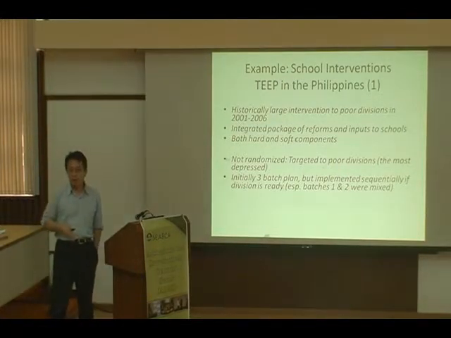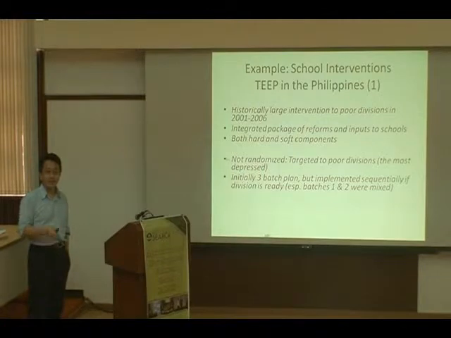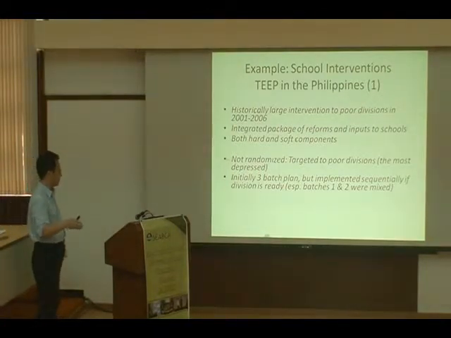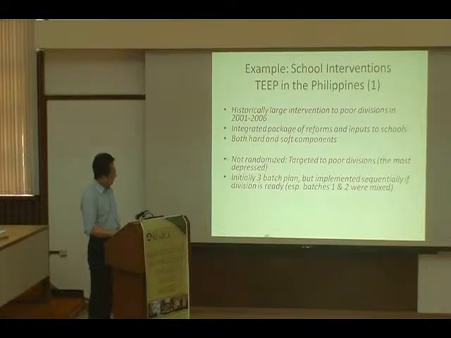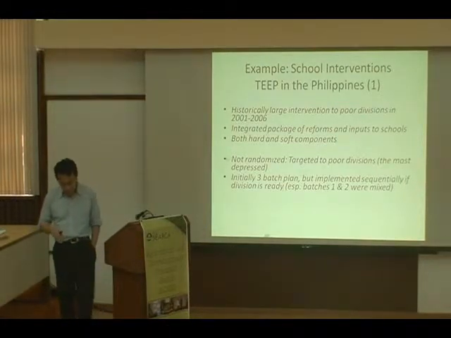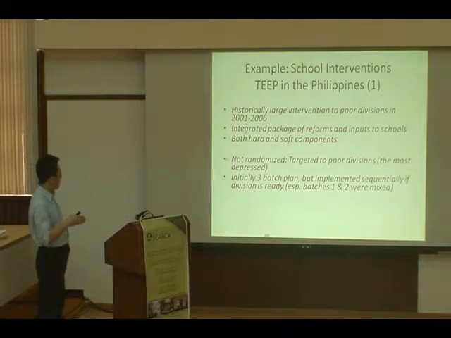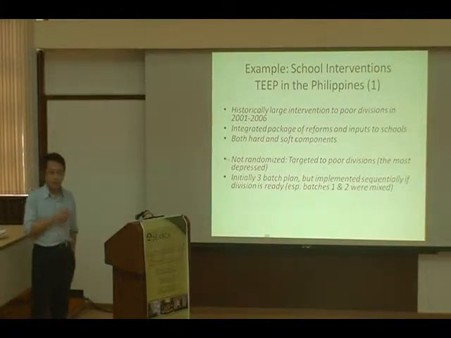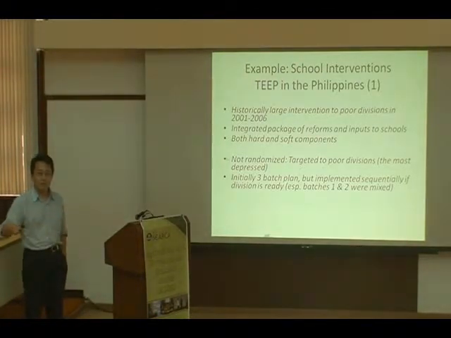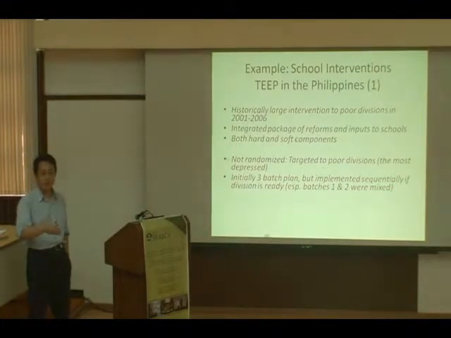And TEEP was not randomized. We cannot assume randomization because TEEP was implemented in the 23 most depressed provinces, school divisions. So it was not randomized. And also, what was implemented was quite different from what was planned. What I mean by this is, the Department of Education planned three batches, three phases. First group, second group, third group, sequential. They tried to start TEEP in the first group, and 2 years later, the second group, and the third group.